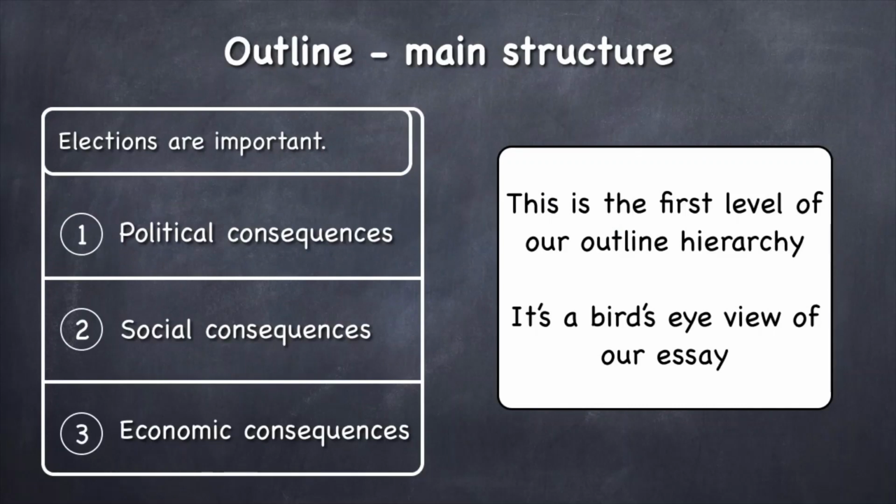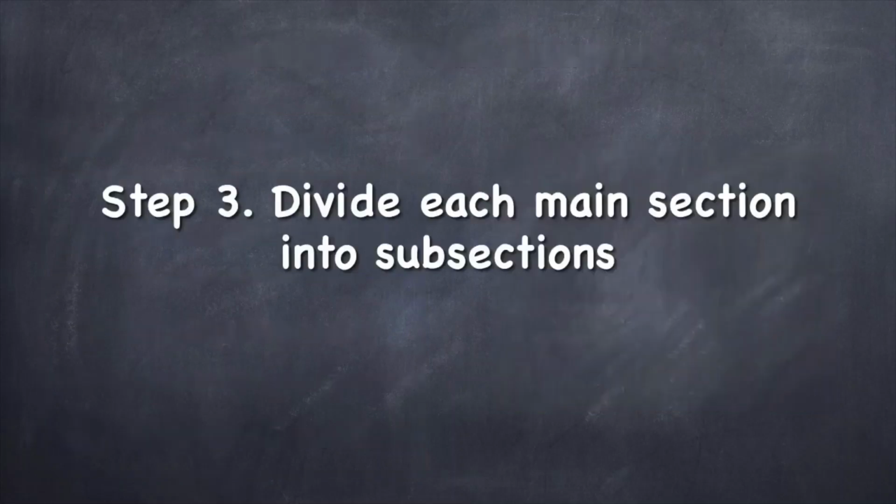And now we actually have our main structure outline. We have our main structure, which means we have 3 main sections. Okay, we know our main point is that elections are important, and we're going to have 3 sections. The first one devoted to political consequences, the second to social consequences, and the third to economic consequences. Okay, and this is the first level of our outline hierarchy. It's like the bird's eye view of our essay. Okay, but this is a great place to start. This is our foundation. All right.